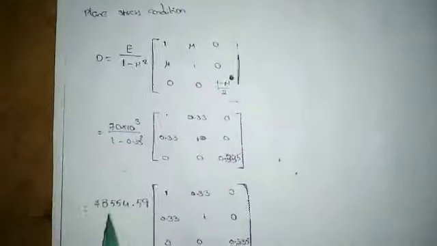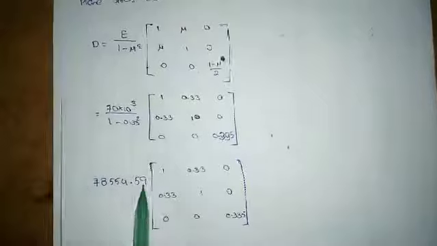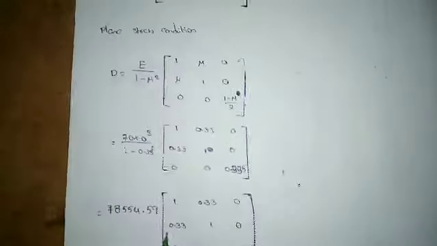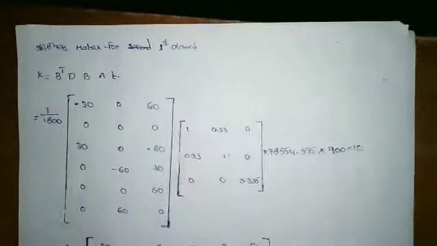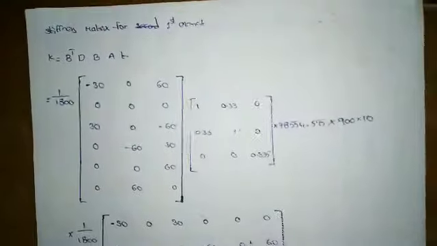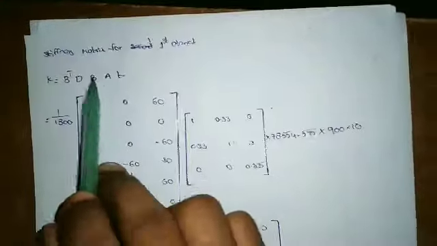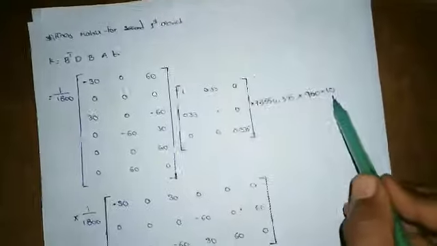Calculate this value, you will get 78554.59. This is the matrix of D. After finding all the matrices, you have to substitute all the values in the K matrix. Here this is the B transpose, this is the D, this is the A, this is the thickness, and this is the B matrix.